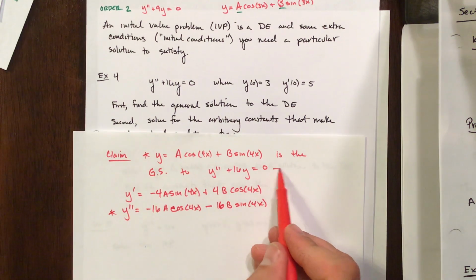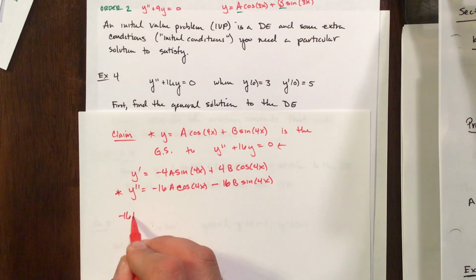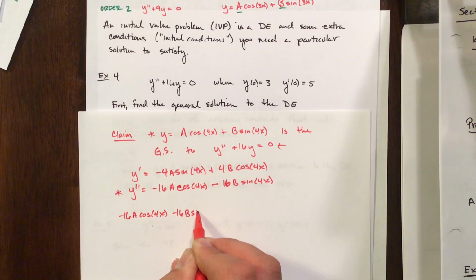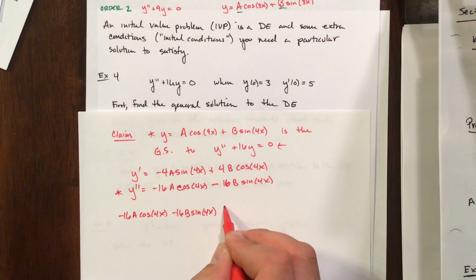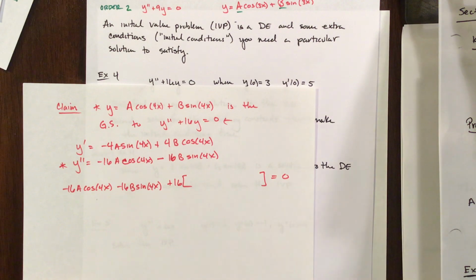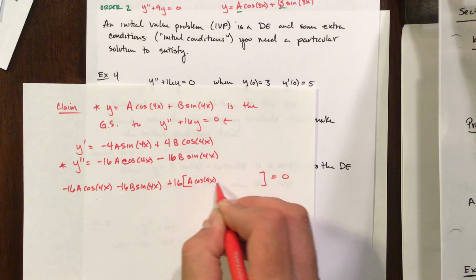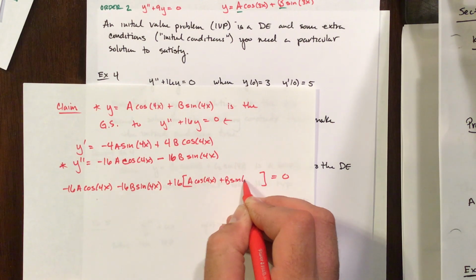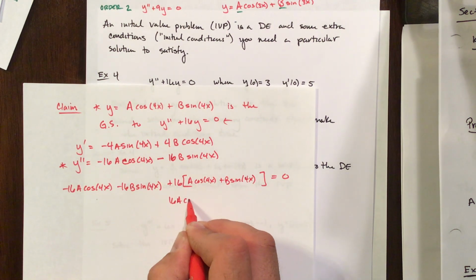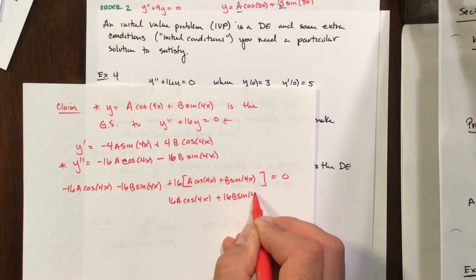We can substitute into this differential equation. Let's see what we get. Minus 16a cosine 4x minus 16b sine 4x plus 16 times whatever I'm claiming y is equal to 0. What is y? It's a cosine 4x plus b sine 4x. Let's distribute this 16. We get 16a cosine 4x. You get 16b sine 4x.